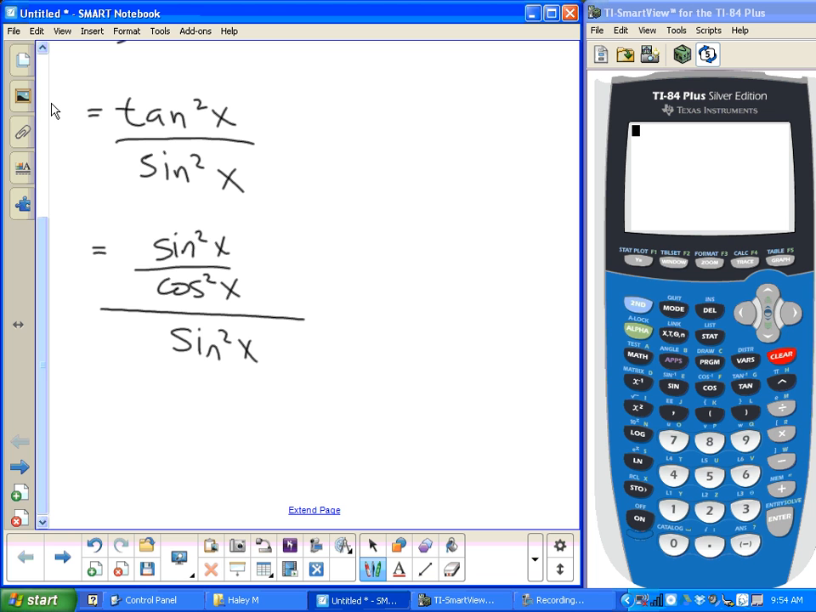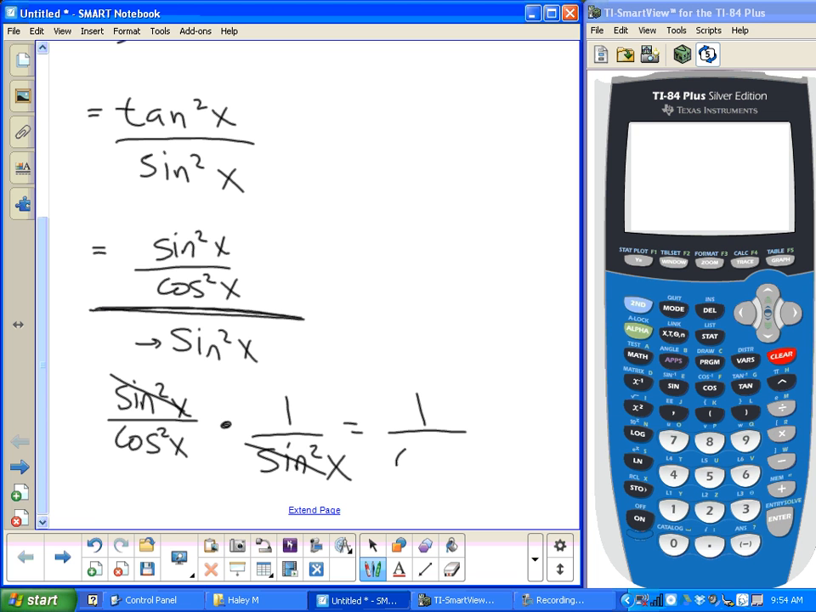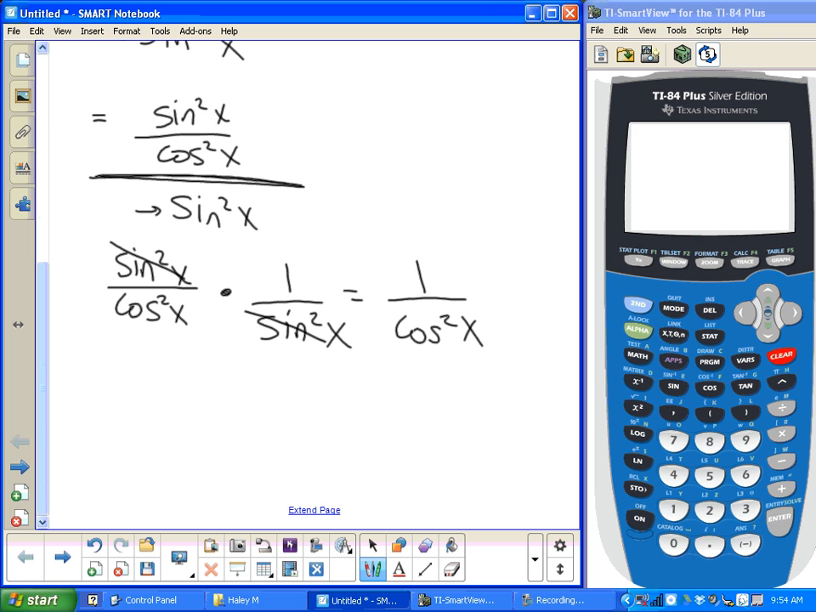Now we've turned it into a complex fraction. Instead of thinking of it as division, let's multiply by the reciprocal. So sine squared x over cosine squared x, multiplied by the reciprocal of our denominator. The reciprocal of sine squared is 1 over sine squared. Now that'll cancel out, which turns out real nice. So you get 1 over cosine squared. But what's 1 over cosine squared? Secant squared.